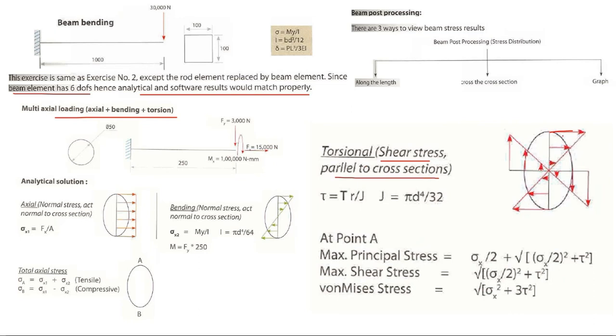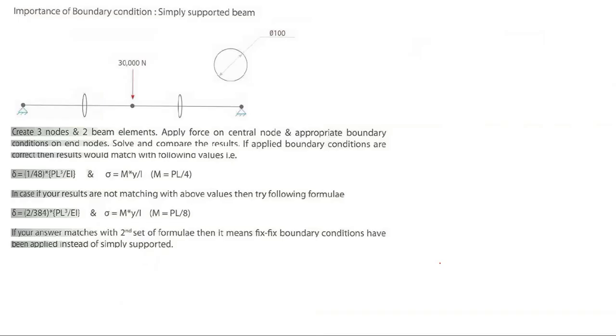I think we have seen all these things, right? At point A, which is this point, the maximum principal stress equals sigma x by 2 plus the square root of (sigma x by 2) whole squared plus tau squared. This is the principal stress, the shear stress, the von Mises stress. This we will see in the stress values when we get them. Importance of boundary condition. This is important.